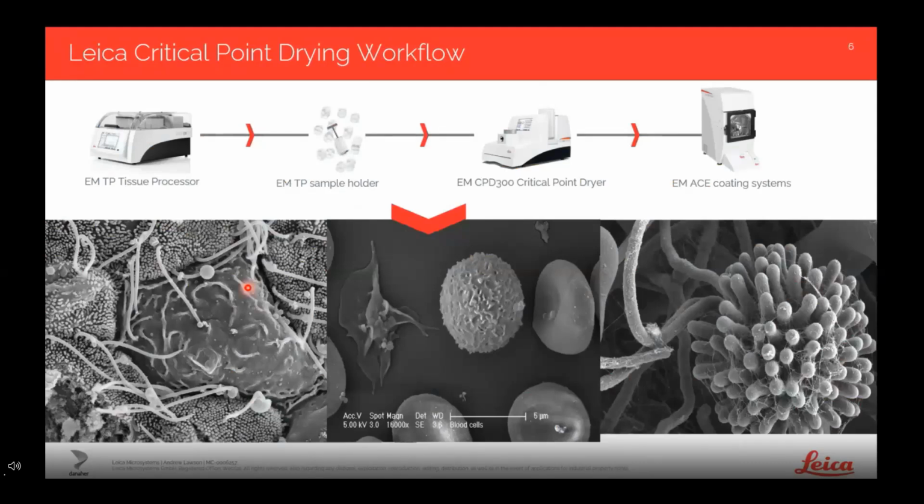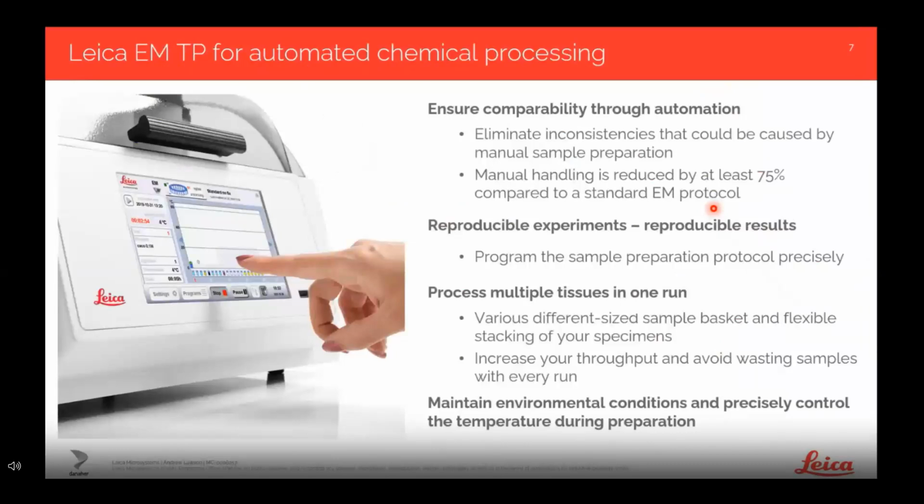Okay, so the Leica critical point drying workflow may typically start in our EMTP if you're using our tissue processor. Again, you could certainly do this by hand in the hood if you like. We have some sample holders for the TP that can then be loaded directly into the CPD300 for critical point drying, and then we can move on to our ACE coater to sputter or carbon coat our sample. Okay, so starting with the EMTP, just a couple notes on our process here. This is our automated tissue processor.